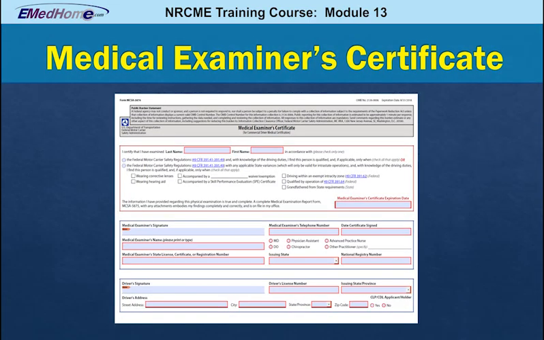The examiner may provide a copy of the medical examiner certificate to a current or prospective employer. For all drivers examined, the medical examiner should retain a copy of the medical examination report for at least 3 years from the date of the examination. If the driver is certified as physically qualified, then the medical examiner should also retain the medical examiner certificate for at least 3 years from the date the certificate was issued.